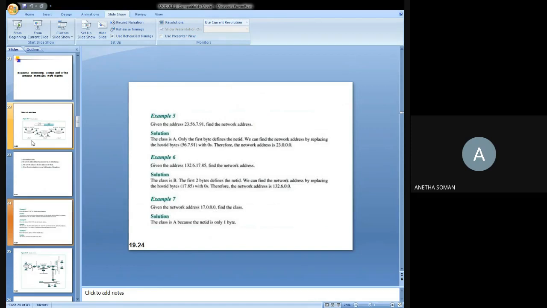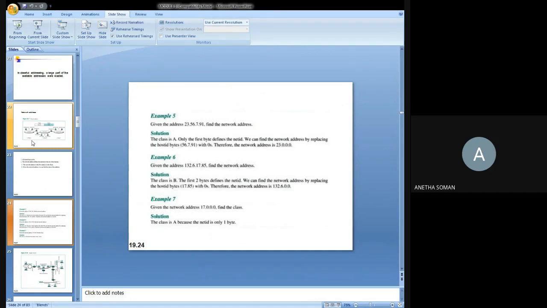Understood? If you have been given an address, you can find out the network address by first identifying the class. Now you have to remember how many bytes are used for network ID and host ID. After that, depending on the number of bytes in the host ID, you make them zeros. Like that, you can find the network address.